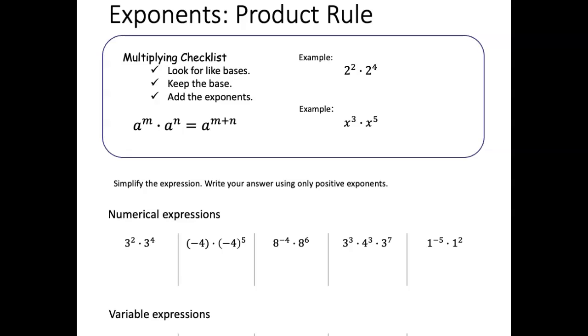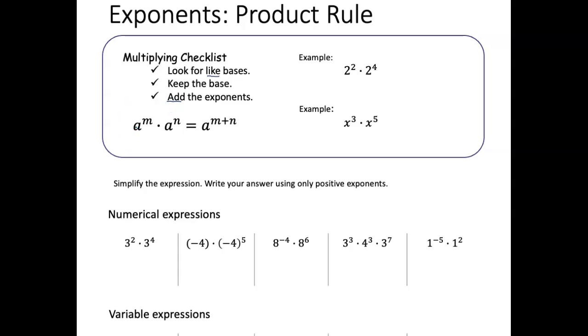Okay, today we are going to look at the product rule. And product, what does that word product mean? Product, multiplication. So we have a checklist when we're multiplying exponents. We look for the base, and we need the like bases, okay? And then we're going to keep the base, and then we're going to add the exponents.